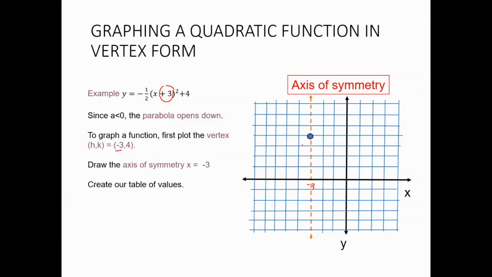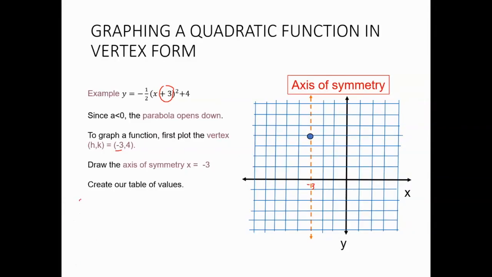And then we can draw our axis of symmetry, which I've drawn ahead of time because I knew it would be messy, through that. So our axis of symmetry is just x equals whatever value we pulled out for h, right? So x equals negative 3, that's my axis of symmetry.